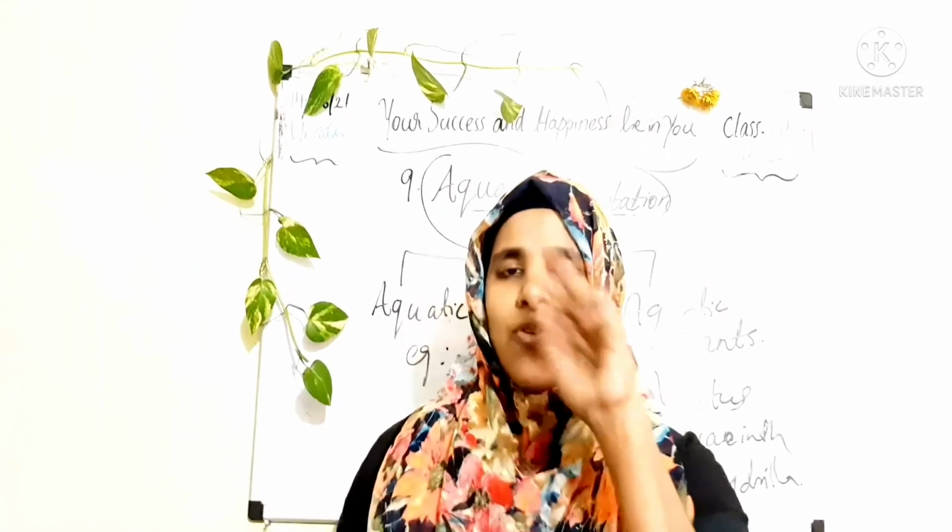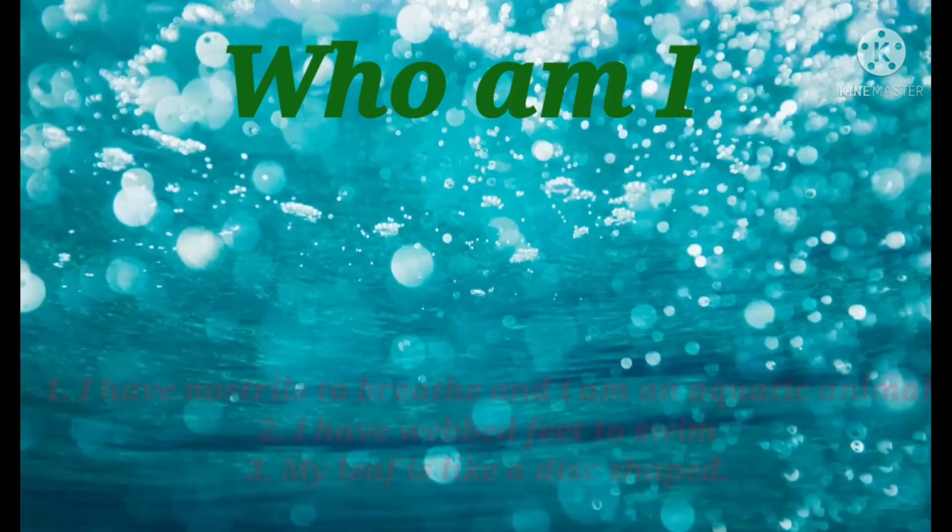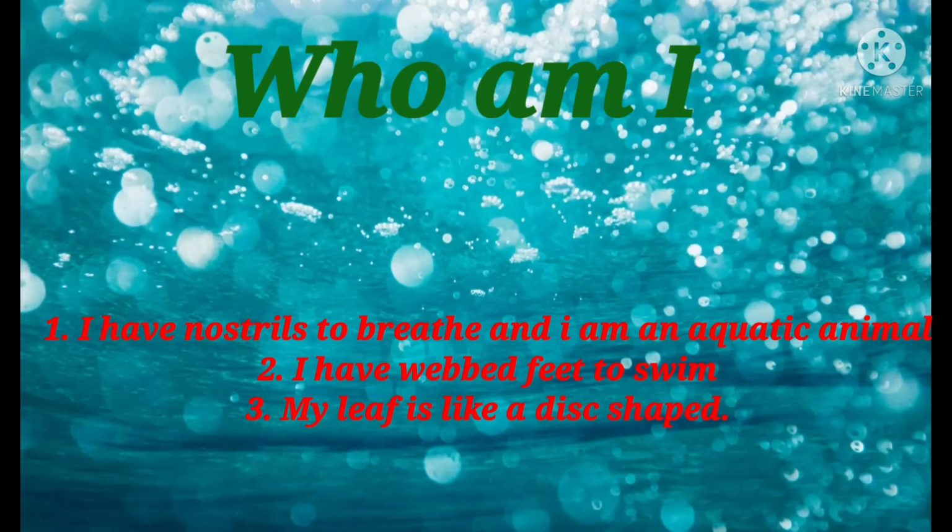Right now, I am going to ask one topic quiz. There are 3 questions in this topic quiz, so say the answers very clearly. That is the who am I question. Look at the screen. Question number 1: I have nostrils to breathe and I am an aquatic animal. Second question: I have webbed feet to swim. Third one: My leaf is a disc-shaped leaf.